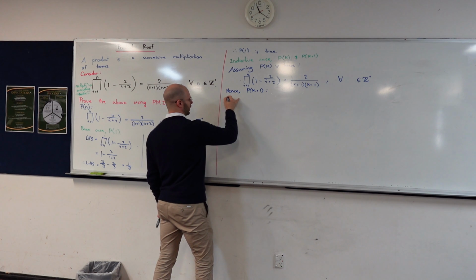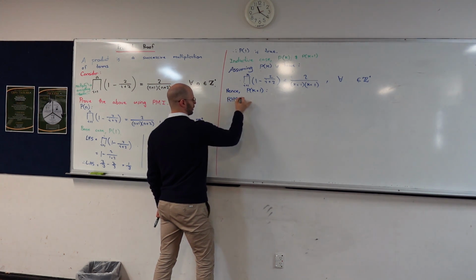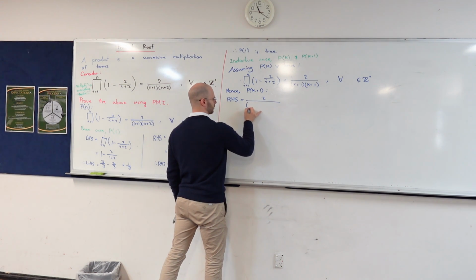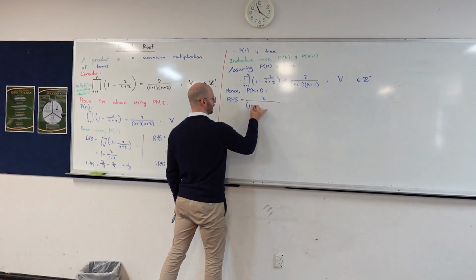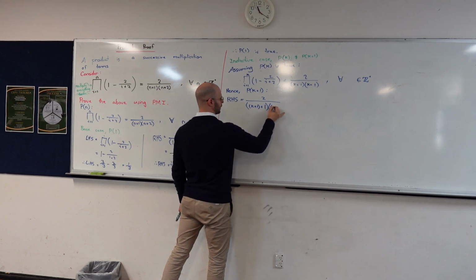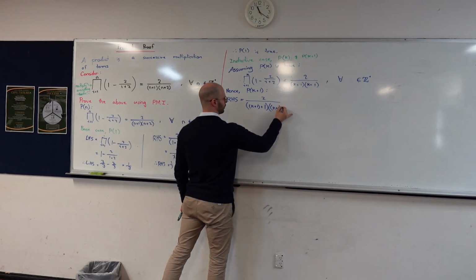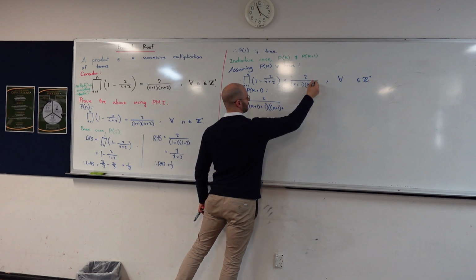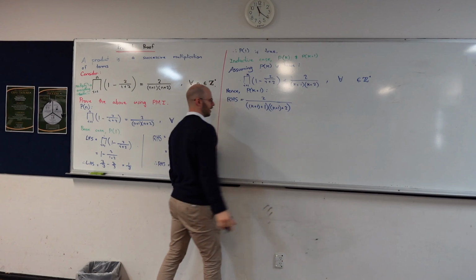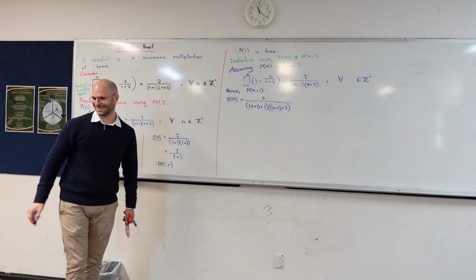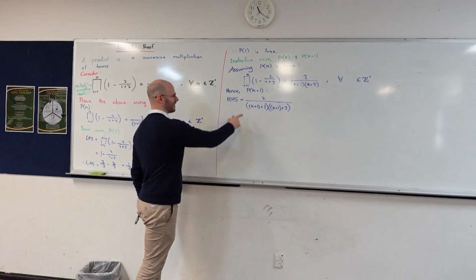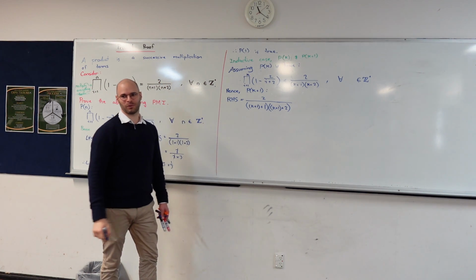So your right-hand side is going to be, this is what we're working towards, k plus 1, plus 1, k plus 1. Shouldn't it be k plus 2? You're right, it should be. All right, so the right-hand side is going to be that. That's what we're working towards.